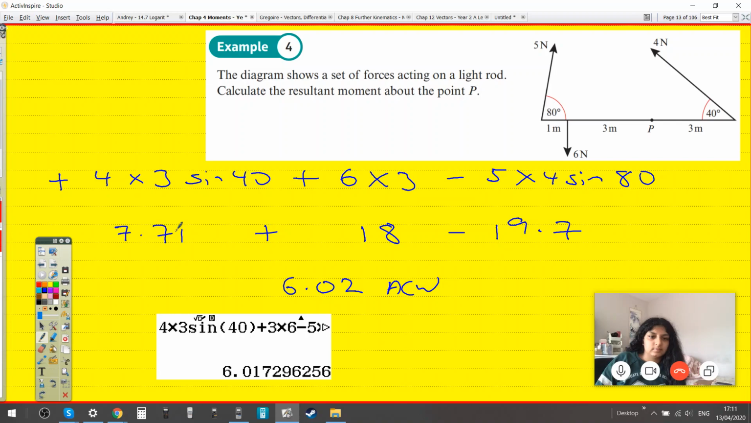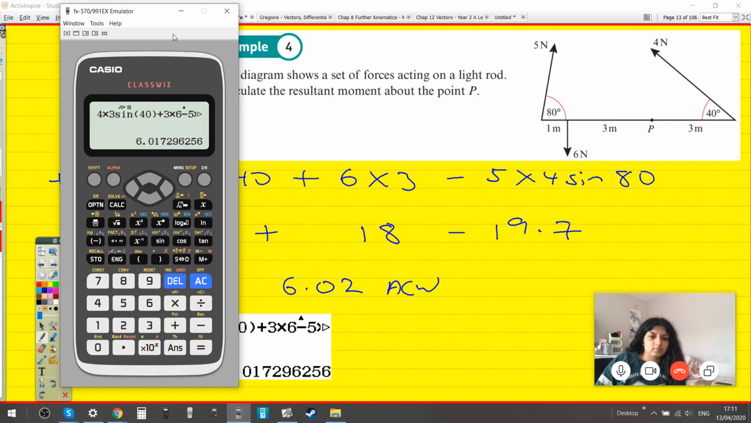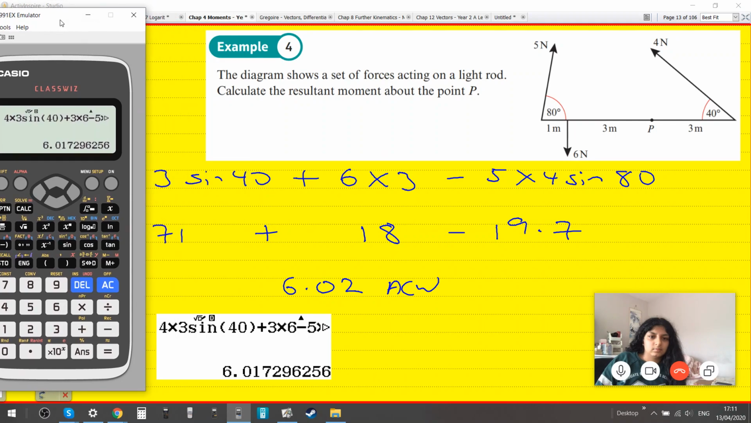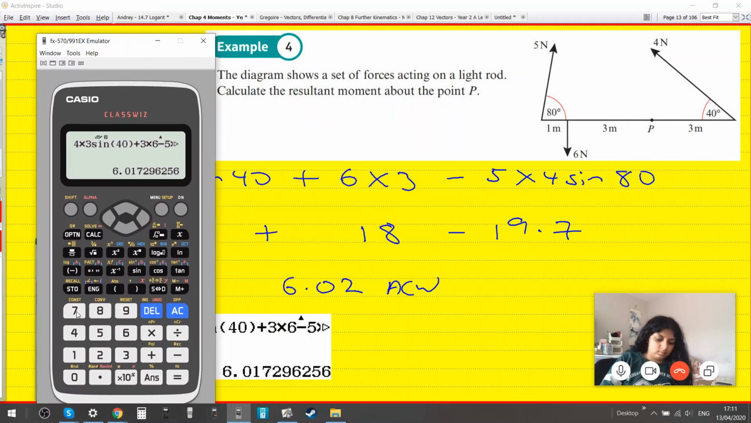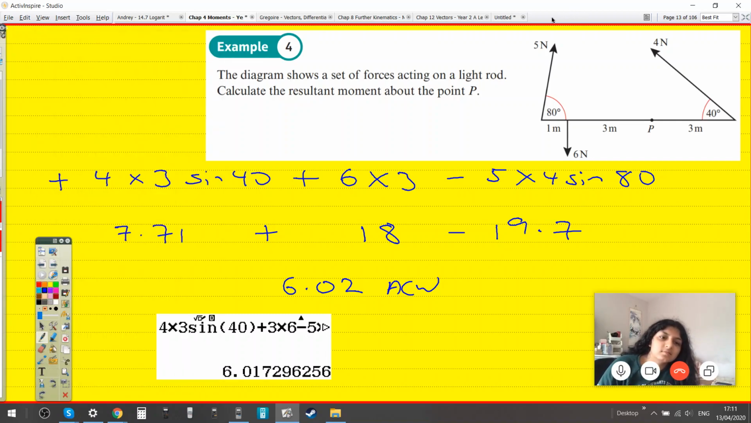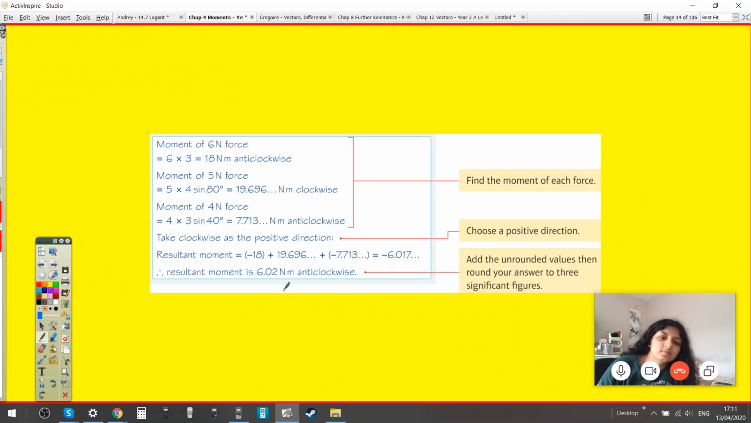So if you had not rounded it, 7.71 plus 1.8? It's 6.01. Yeah, and so that's why you don't round it too early. 6.02, great. Unrounded values. Oh, good.